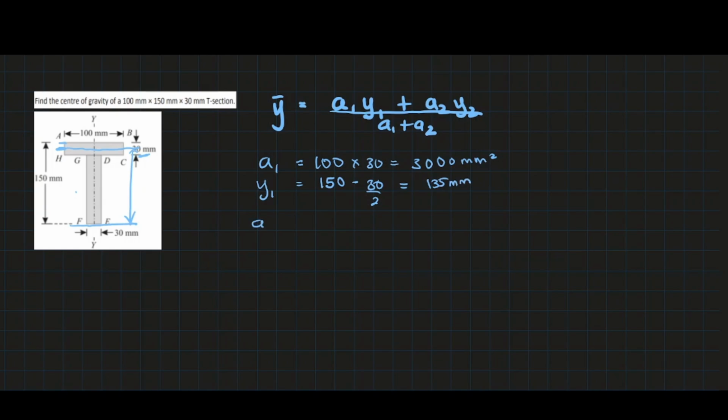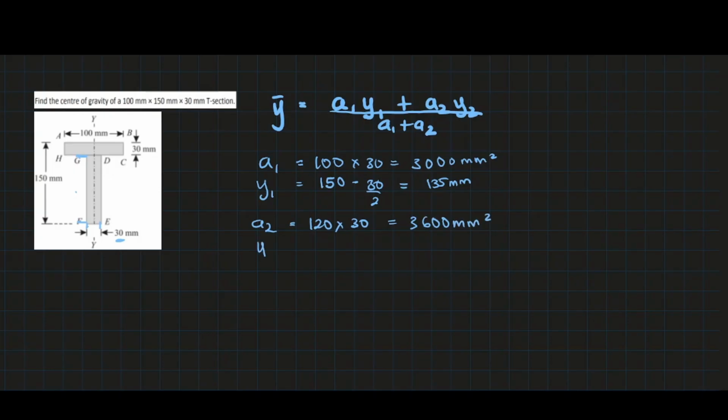Next, we're going to check for A2. A2 is simply, let me erase this, the area of this second rectangle. From here to here is 150 minus 30, which is 120. So it's 120 times 30, because 30 is at this point. That will be equal to 3,600 millimeters square.